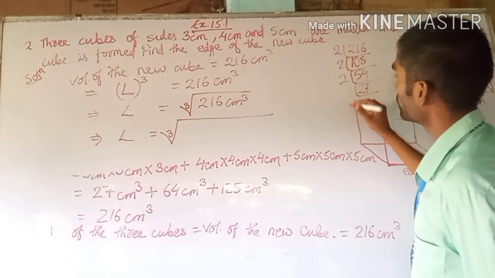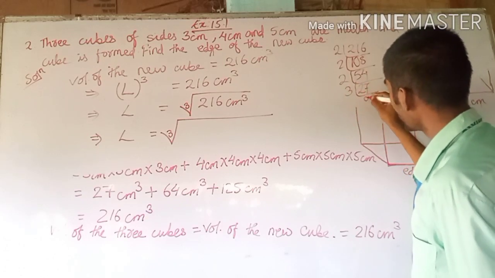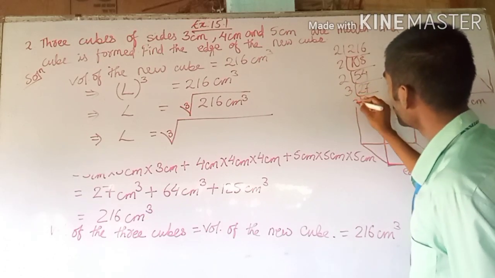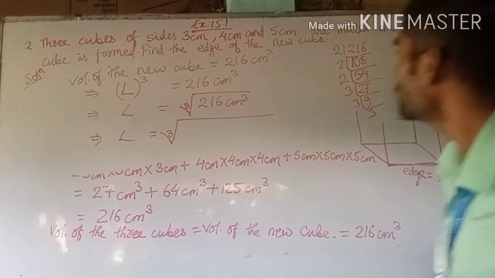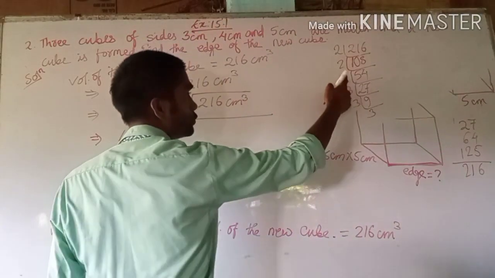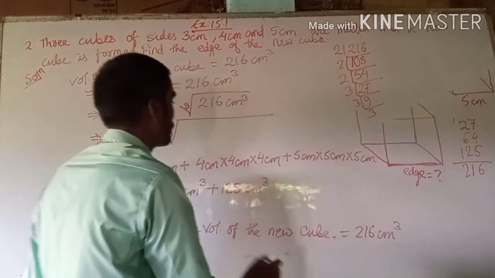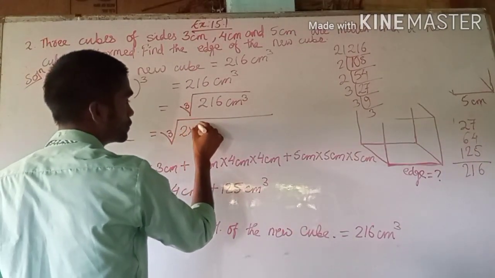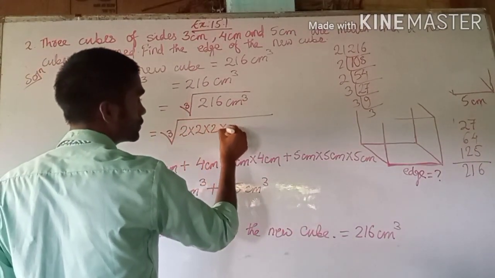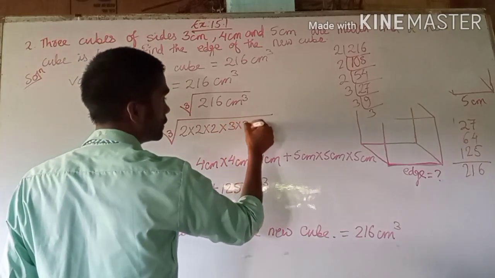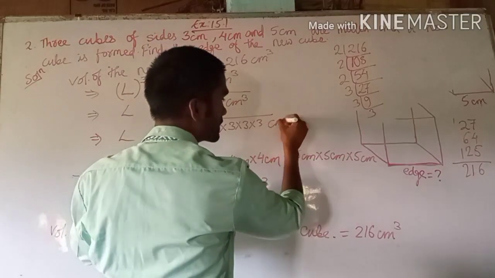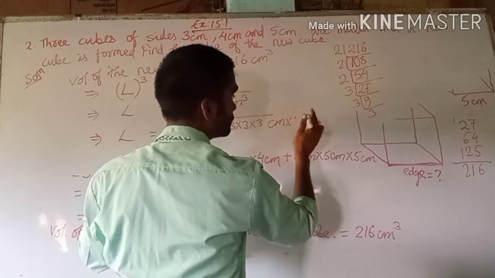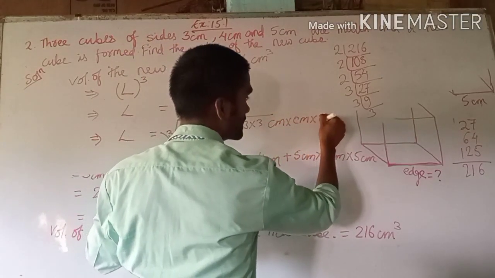Again now it is possible by 3. 3, 9 times is 27. Again by 3, 3 times is 9. So we got here 2 into 2 into 2 into 3 into 3 into 3. Now this centimeter cube also will split into centimeter into centimeter into centimeter.